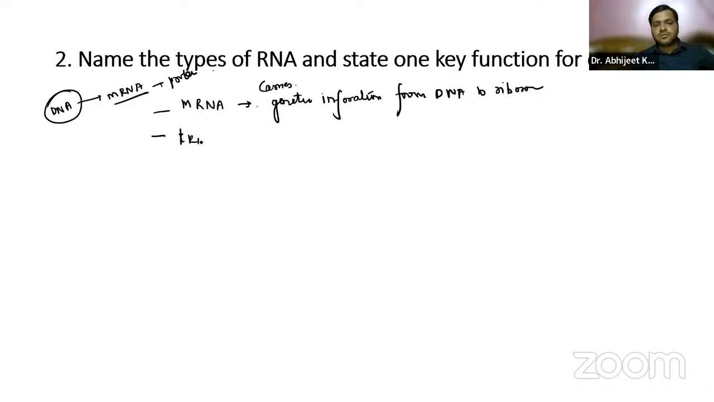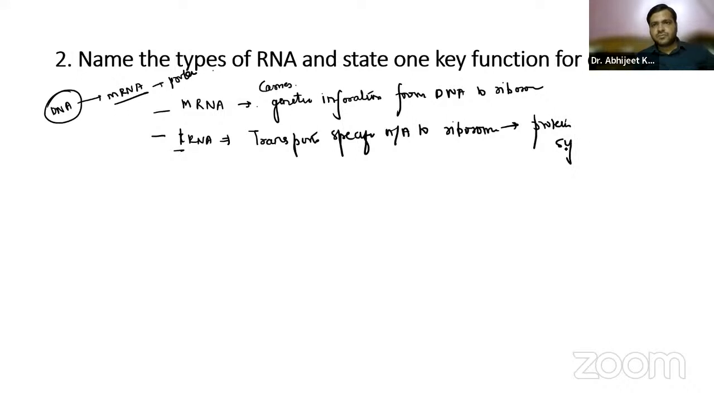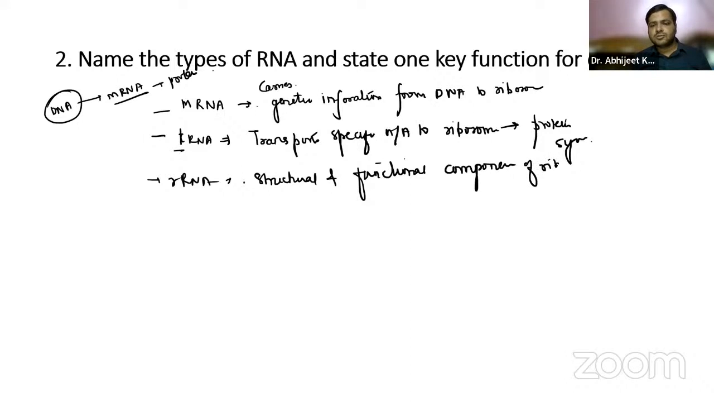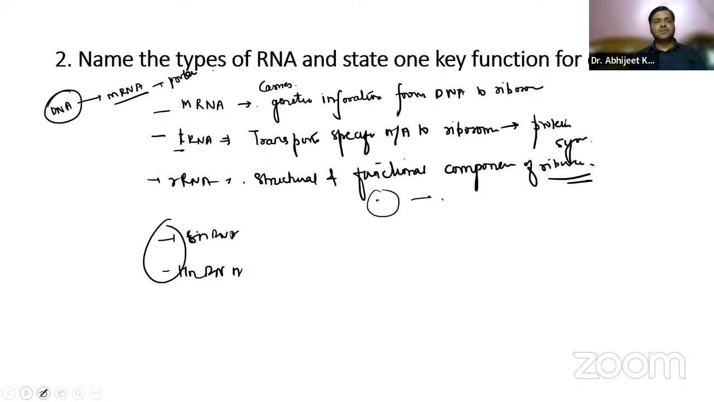Then we have tRNA. So you already know T is for transport. It transports specific amino acids to ribosomes for protein synthesis. Then we have the ribosomal RNA, the rRNA. It is a structural and functional component of ribosomes, right? So they are combining amino acids to form the proteins. Other than that, we have discussed the small nuclear RNA and the hnRNA. We have already discussed these functions in the previous question, right?